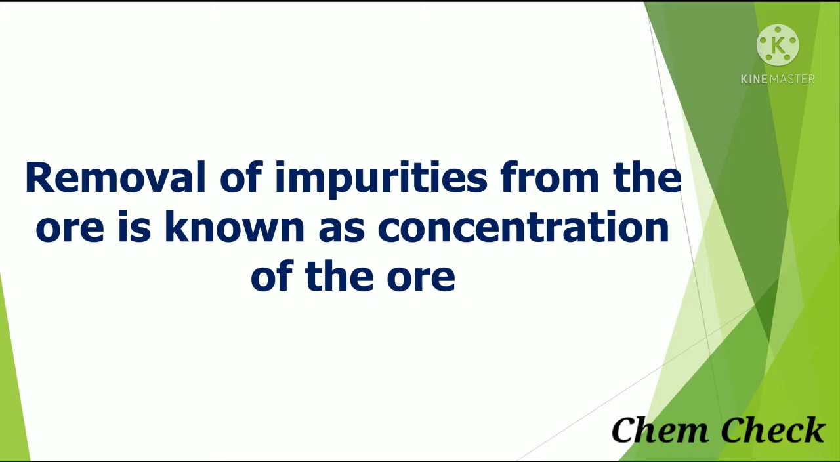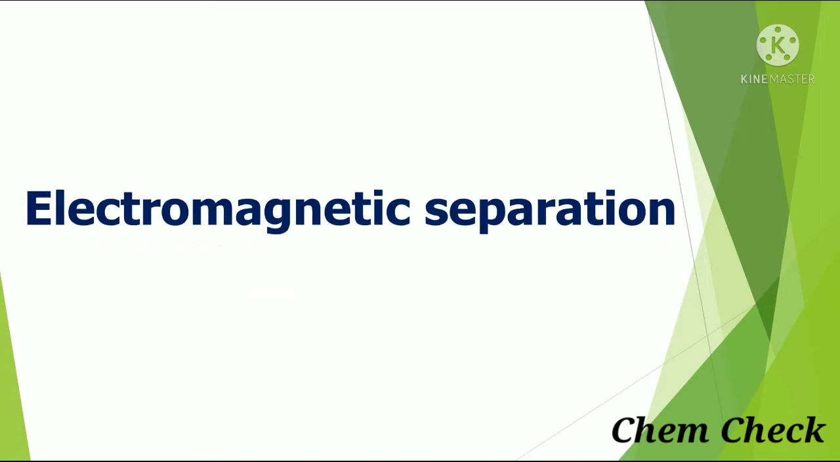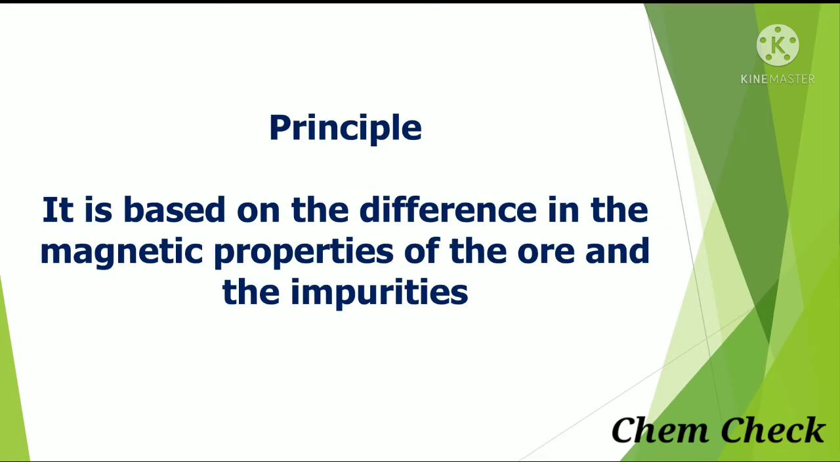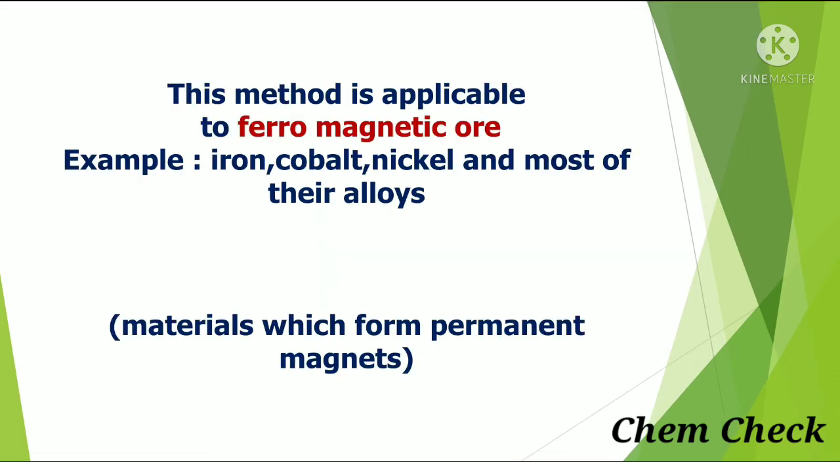First of all, electromagnetic separation. Actually, this is based on the difference in the magnetic properties of the ore and the impurities. This method is applicable to ferromagnetic ores. Example, iron, cobalt, nickel and most of their alloys. These are ferromagnetic in nature, materials which form permanent magnets. So this is a little bit of explanation regarding ferromagnetic ore.